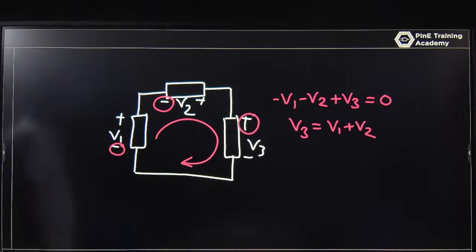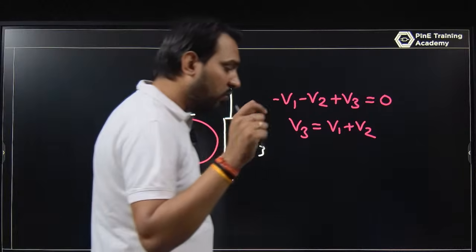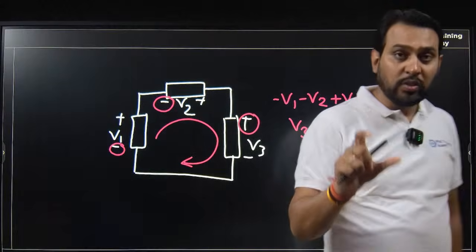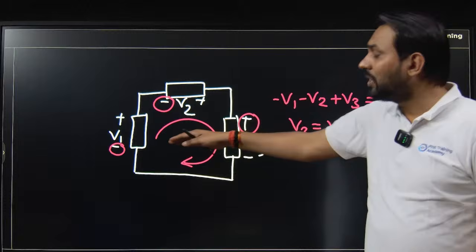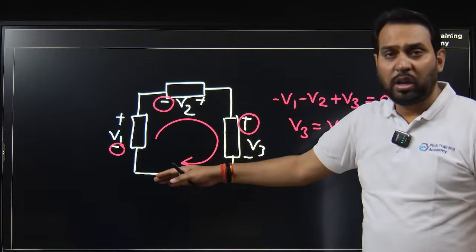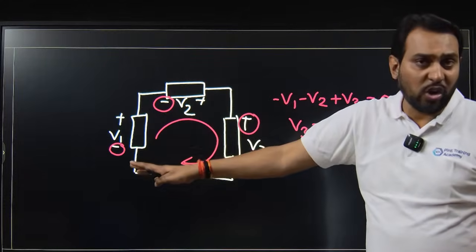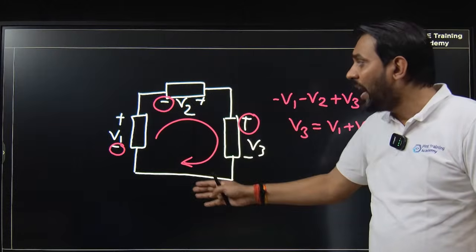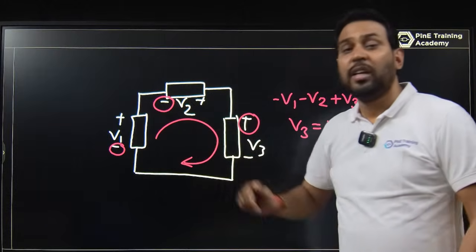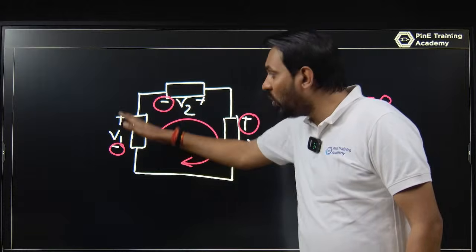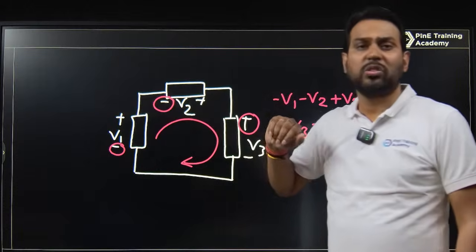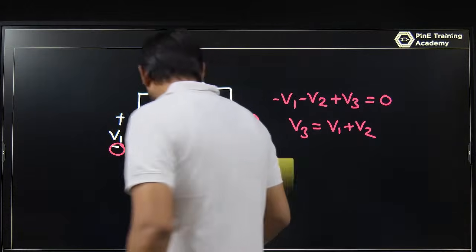Kirchhoff's voltage law says that the algebraic sum of voltage in a closed loop equals 0. So of course you can use Kirchhoff's voltage law only in a closed loop. Once you have a closed loop, you just move in a clockwise or anti-clockwise direction and determine the first sign. Some students use negative to positive as an increase, so it is a positive sign. You can use it this way also.